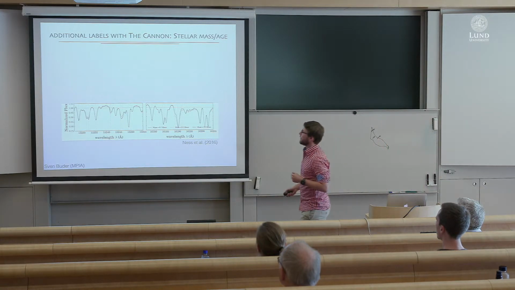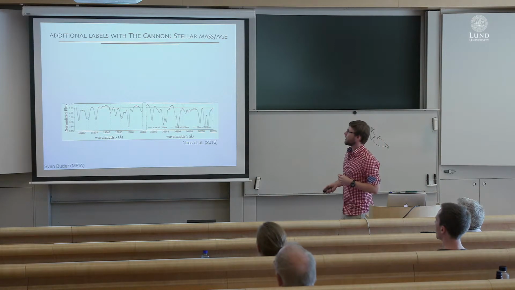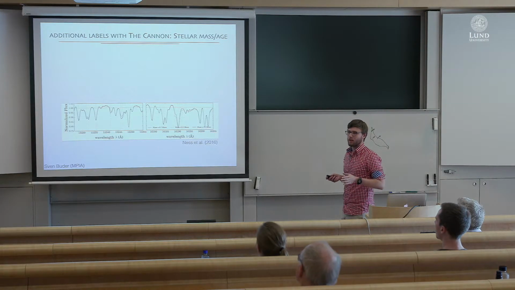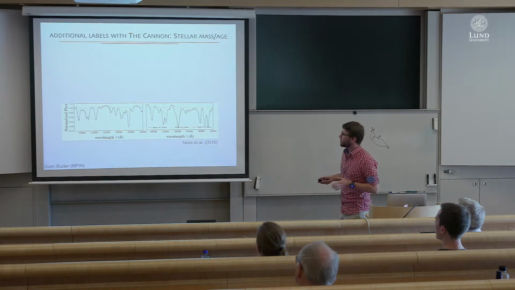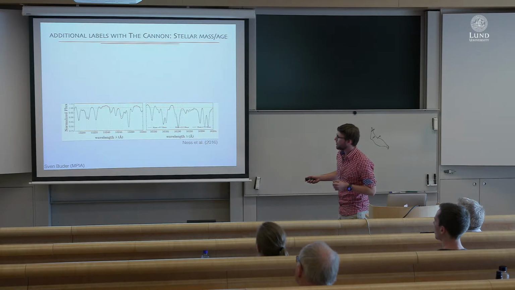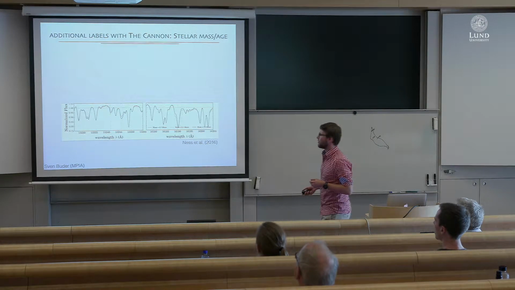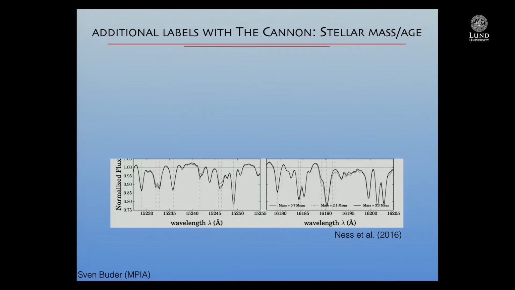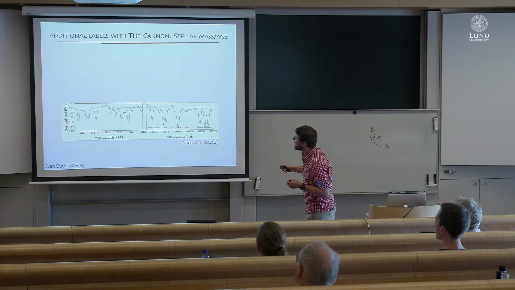Just before I'm concluding, there are also other things that you can use the Canon with. So for example, what I'm showing here is normalized spectra of the infrared. So these are 15,000 angstrom or 1.5 micrometers. And I'm showing here spectra of 3 different stars. One with 0.7 solar masses, one with 2.1 solar masses, and one with 3.3 solar masses. And you see only really minor details.